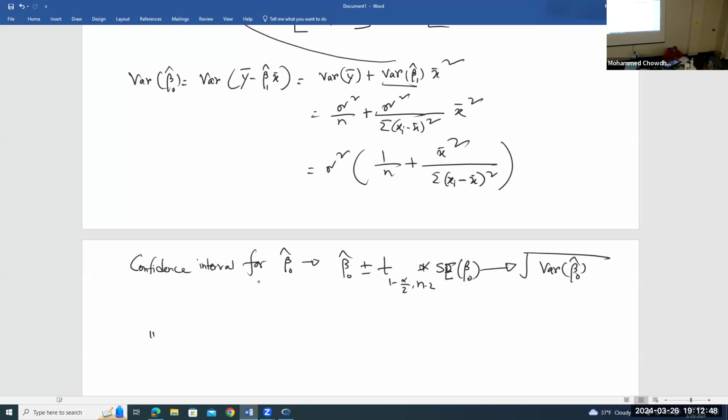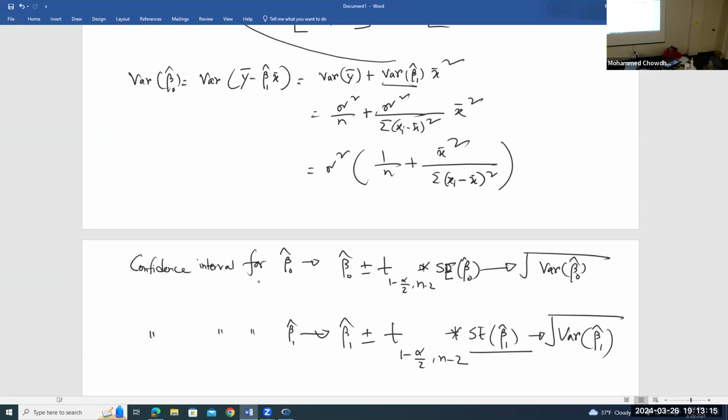Now the confidence interval for beta 1 is equal to beta 1 hat plus or minus t with 1 minus alpha over 2, that is the t distribution, times the standard error of beta 1 hat, which can be obtained just by taking the square root of the variance of beta 1 hat. Understand? So when you run the code in Python and R, you get the estimates of beta 0 and beta 1, and you get the confidence intervals. That is what is computed by this approach.